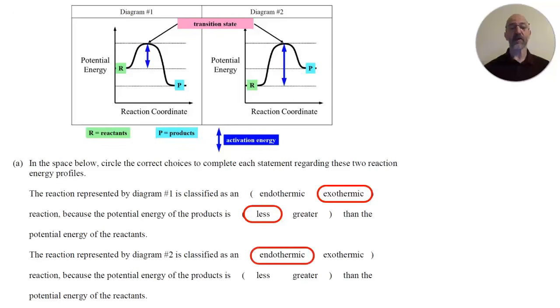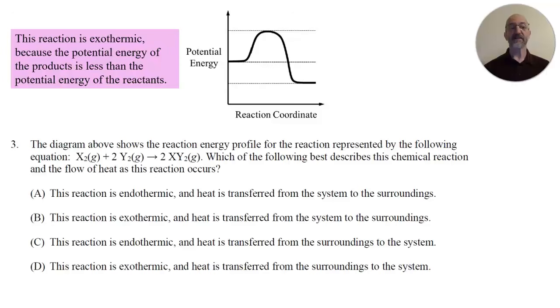But just to show you, on the other hand, if a reaction is classified as endothermic, then we would see in the reaction energy profile that the potential energy of the products would be greater than the potential energy of the reactants. So again, in question 3, we can say with confidence that this reaction is exothermic because the potential energy of the products is less than the potential energy of the reactants. So now let's go ahead and eliminate choices A and C because they say endothermic. Now we have to decide whether the correct answer to question 3 involves heat transfer from the system to the surroundings or from the surroundings to the system.